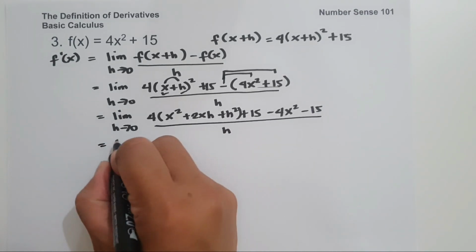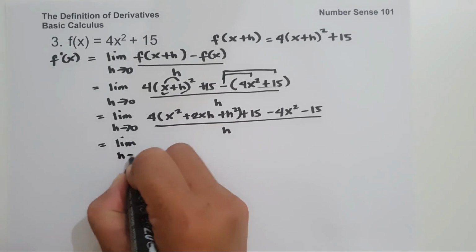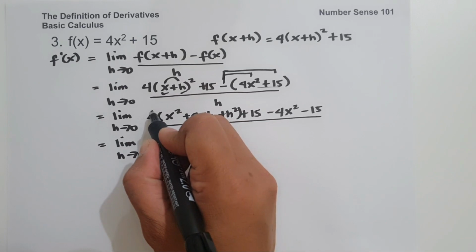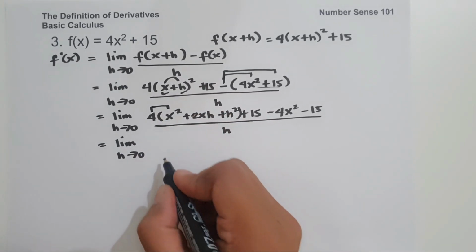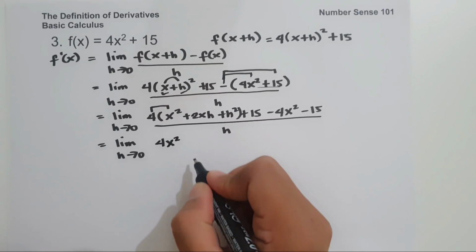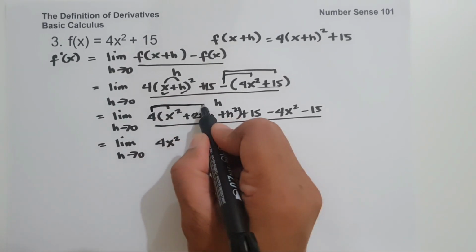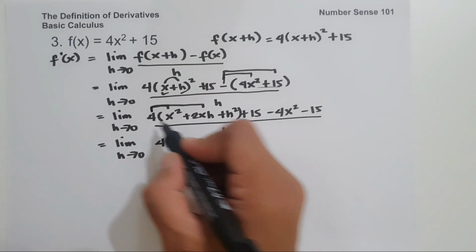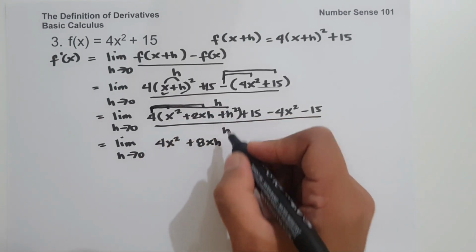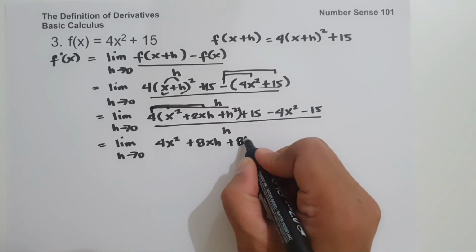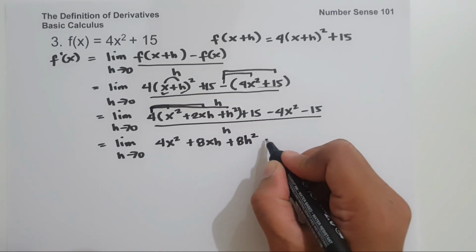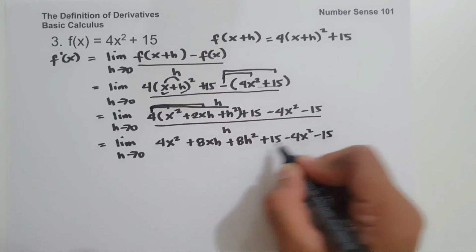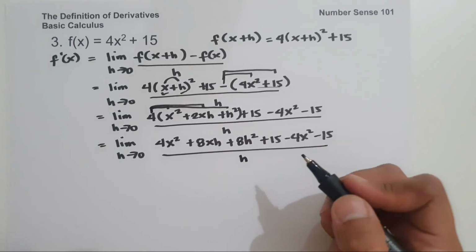So let us have now limit as h approaches 0. Let us multiply 4 inside the parentheses. 4 multiplied by x squared is 4x squared. 4 multiplied by 2xh is 8xh. And then 4 multiplied by h squared is 4h squared. Let us write 15 and negative 4x squared minus 15, all over h.